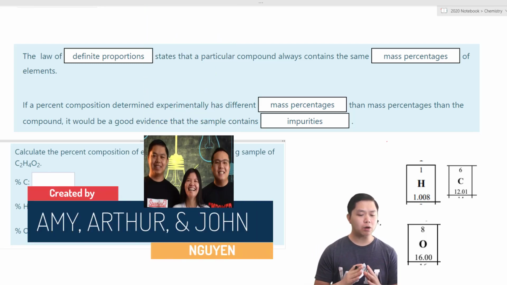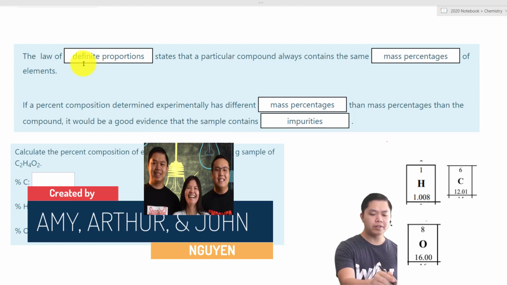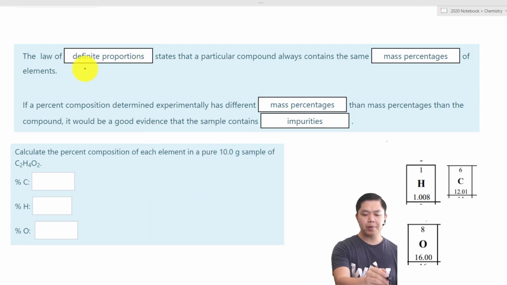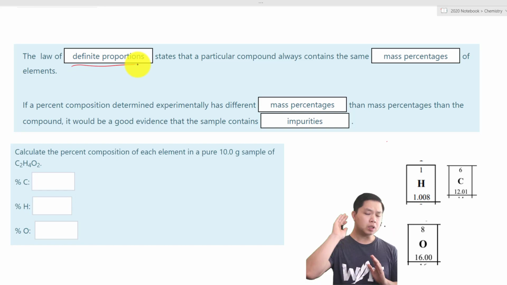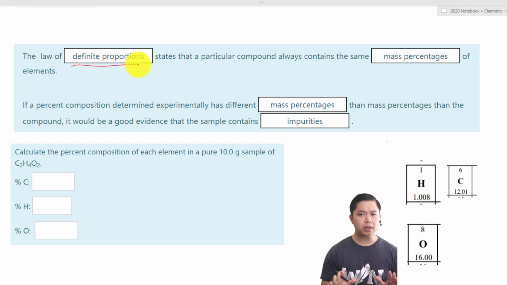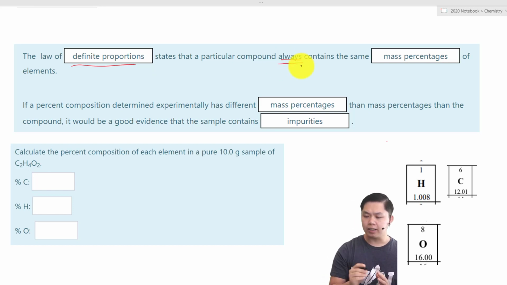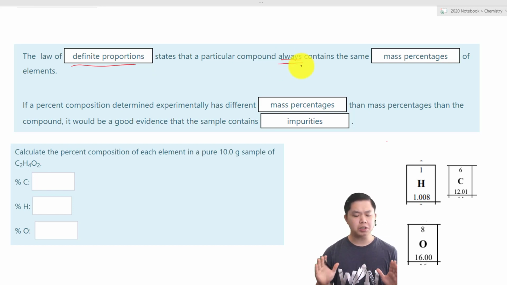In this video, we are going to learn about the law of definite proportion. Basically, according to this law, a compound, or a particular chemical formula, a pure substance, will always contain the same mass percentage of each element. And we are going to look at an example problem mathematically to see how that works.